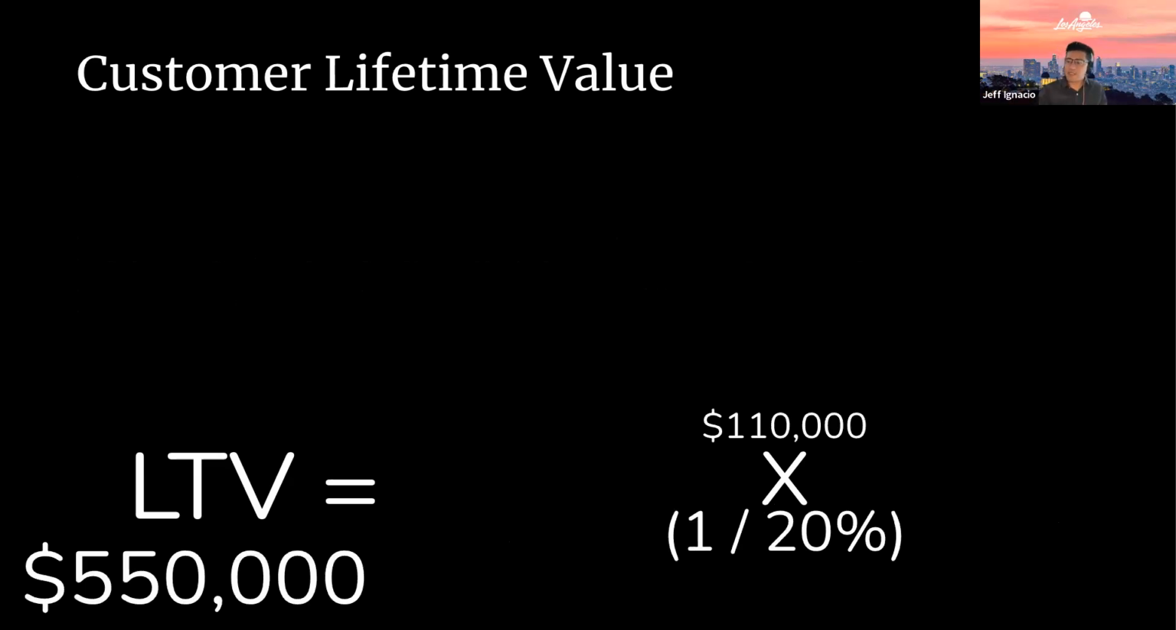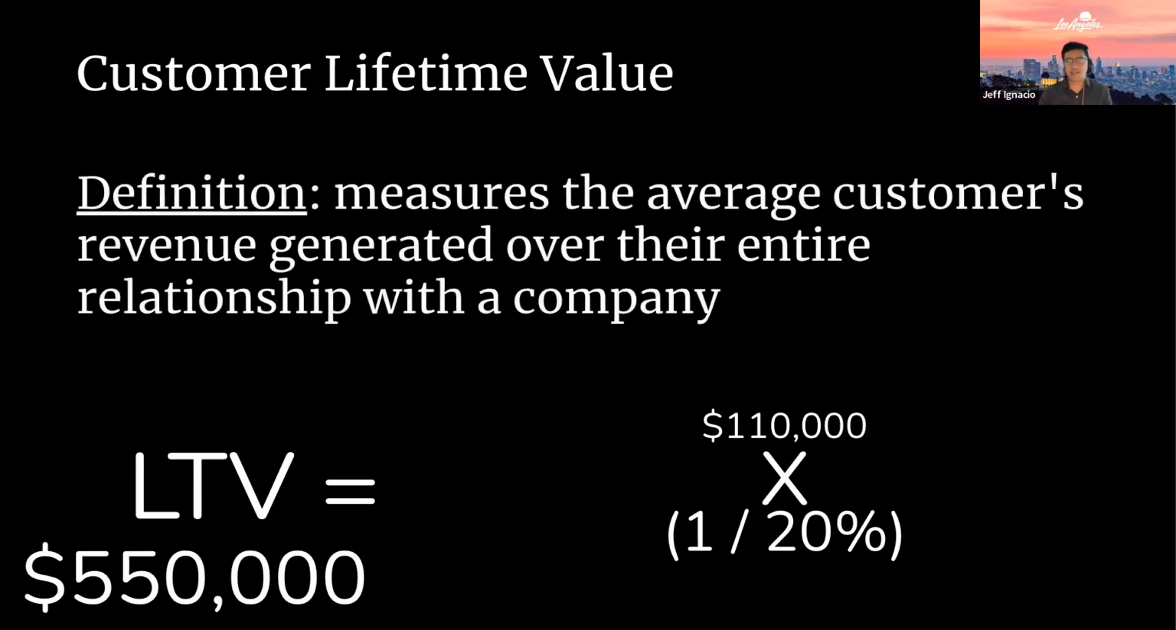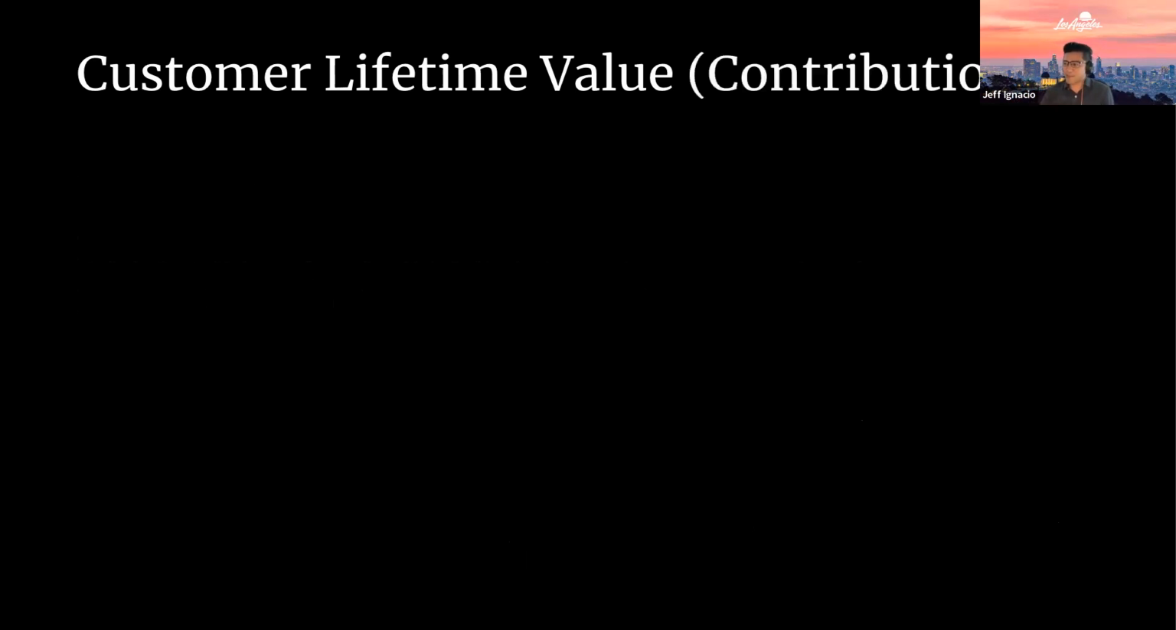Okay, so in this example, let's say that the average revenue per year is 110,000, and then they have a 20% churn rate, gross churn rate. That means the average customer is with the business for 5 years. That means on average, we can expect the typical customer to bring in about 550,000, and that's about a break even with the 553 for the CAC. So that's a 1-to-1 LTV to CAC ratio.